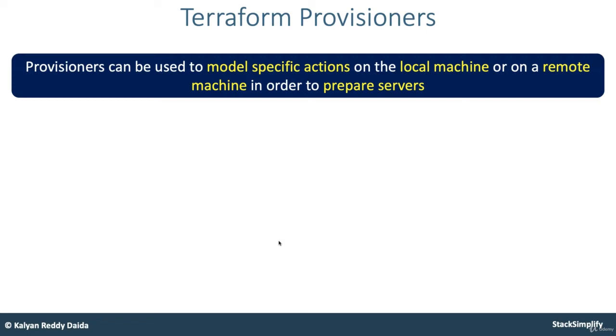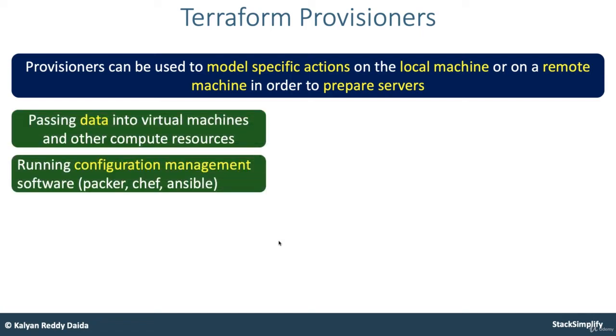Provisioners can be used to model specific actions on the local machine or on a remote machine in order to prepare the servers. In simple terms, we can pass data into virtual machines and other compute resources which Terraform is creating as part of resource creation. We can also run configuration management software like Packer, Chef, and Ansible after the respective resource is created, for example an EC2 instance or Azure VM instance or whatever it is.